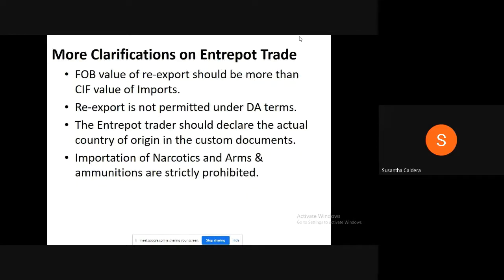Now, more clarification on entrepot trade. There are certain controls. The FOB value of the re-export should be more than the CIF value of the imports. Right? The FOB value of the re-export should be more than the CIF value of the imports. Right? Re-export is not permitted under DA terms.